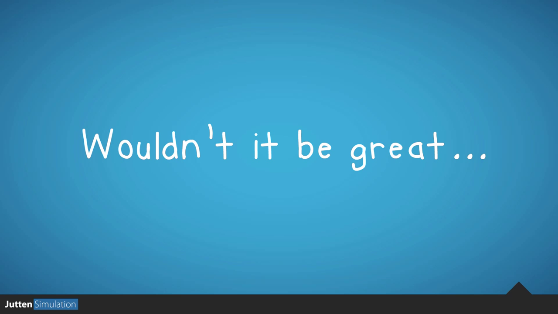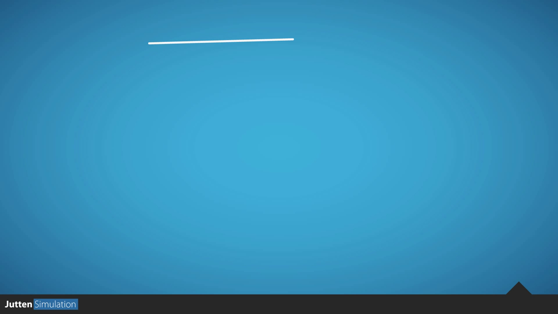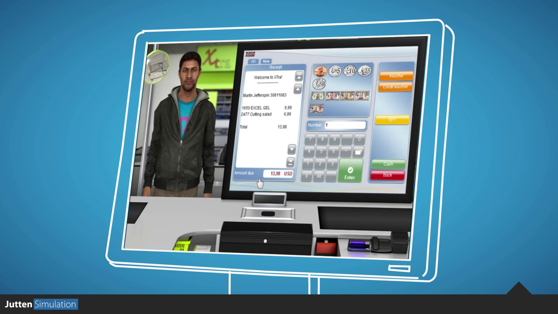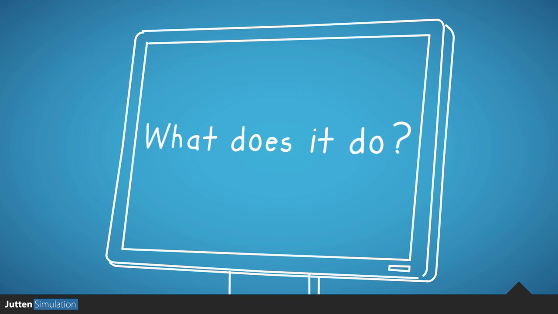Wouldn't it be great if you were assured of skilled staff at all times, without the costs and organizational problems you have today? That's why we invented the Jutten Cashier Trainer, a unique form of e-learning that offers the same experience as on-the-job training. What does it do?